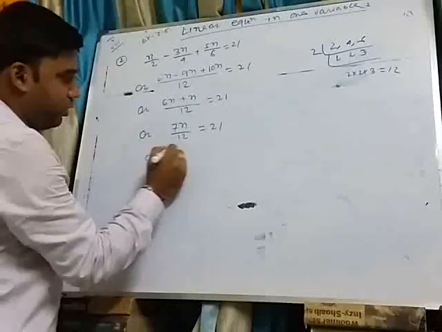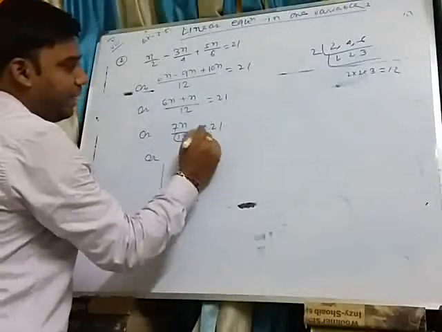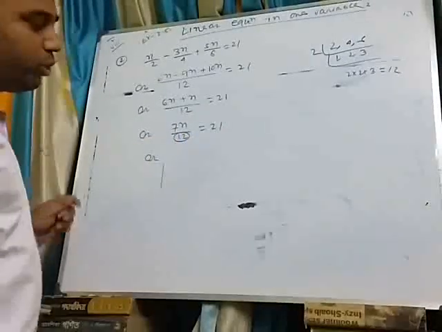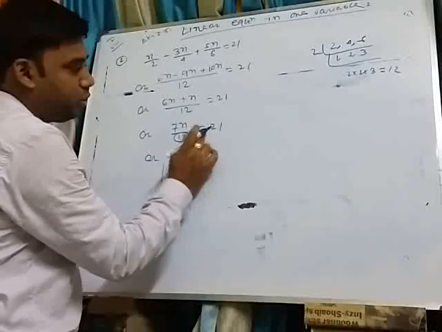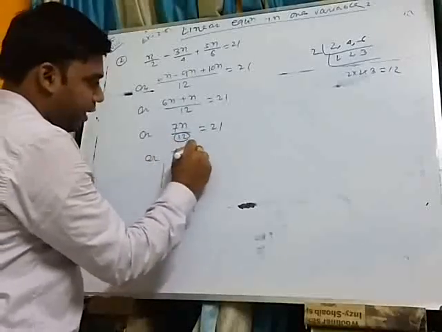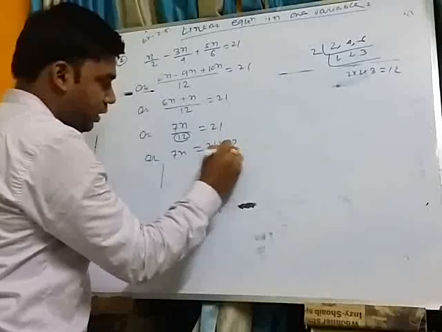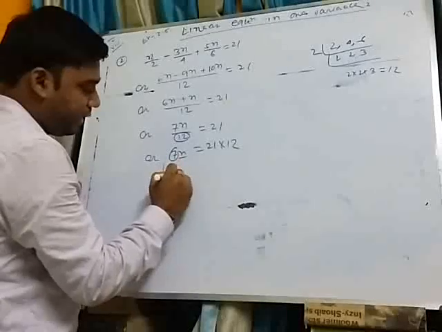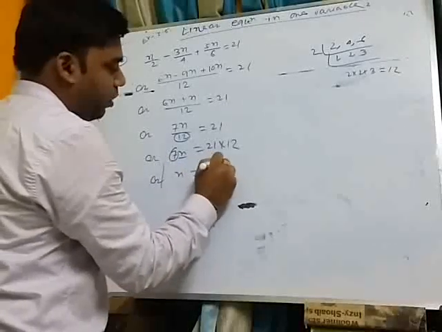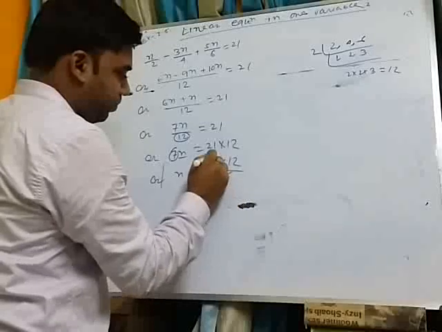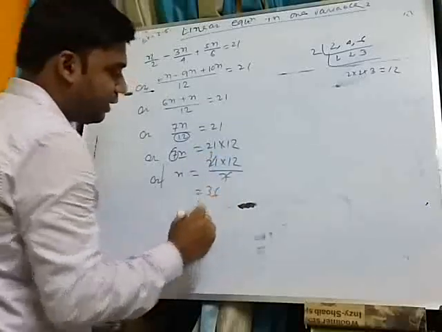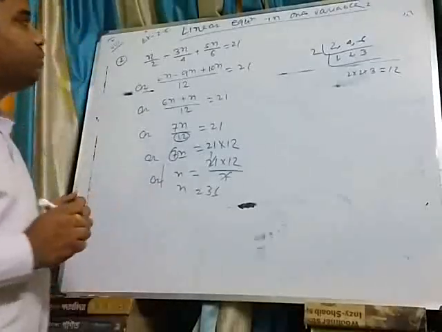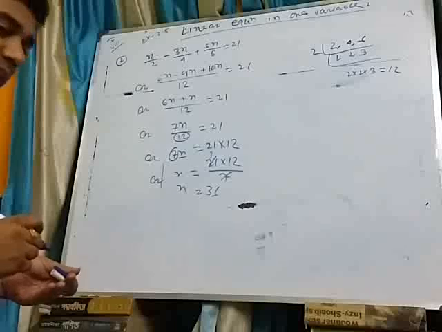Now, if I am transposing the 12 to the right hand side, then it will be multiplication with 21, that is 7n equal to 21 into 12. 7 is multiplied with n, right? On the right hand side it will be in divide form, that is 12 by 7. So 36 is the value of n, or the solution of this equation is 36. Okay.